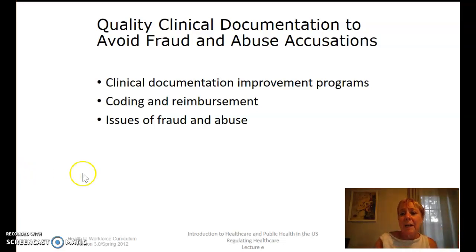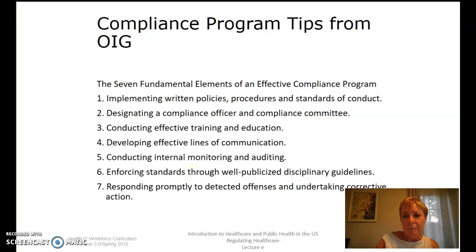So clinical documentation is used for coding and reimbursement, which we'll talk about in week 12. And it also is used for issues of fraud and abuse. So, compliance programs. This week you're going to do an assignment on compliance and compliance program tips from the Office of the Inspector General, or the OIG.